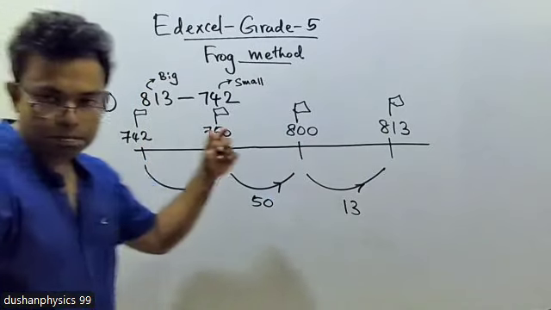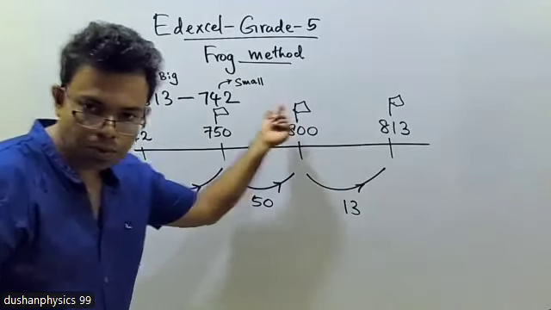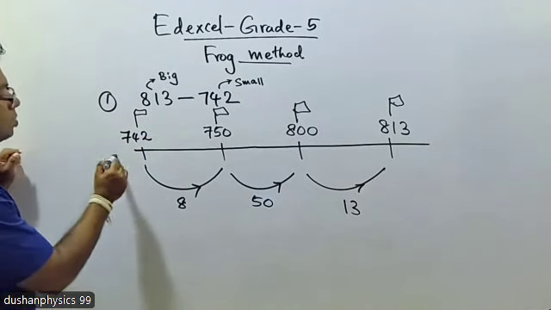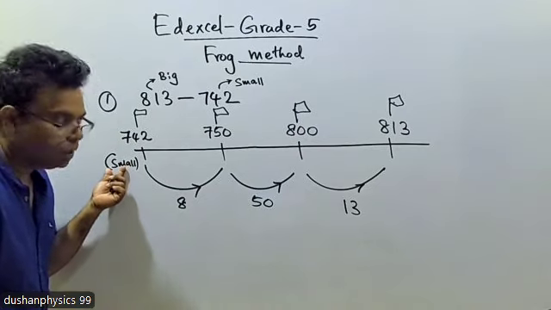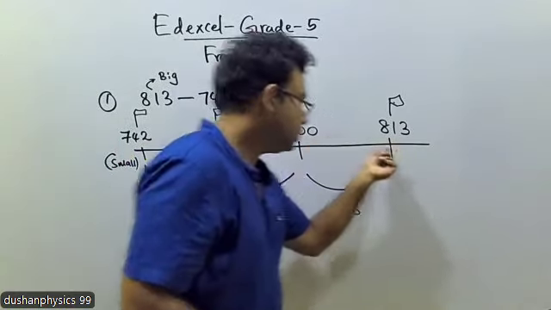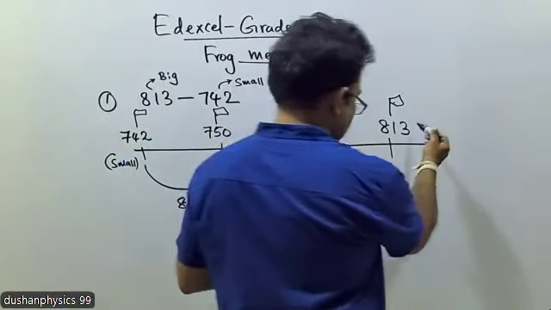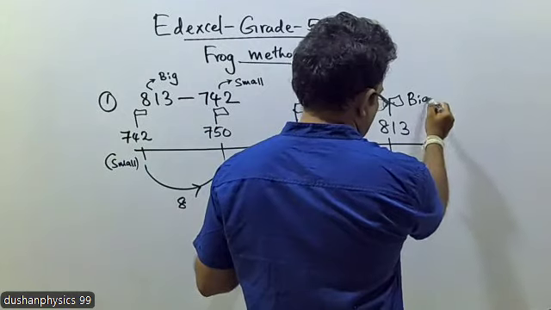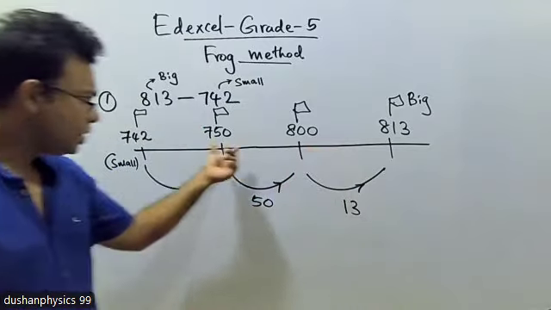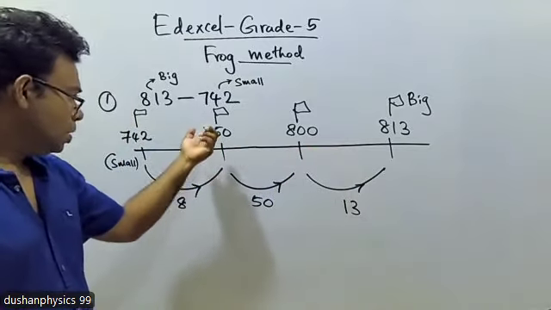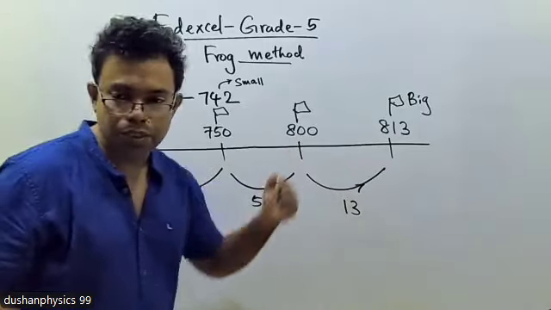So what is the first step? Go to the small number in the number line. I have written the small number over here, on your extreme left hand side. Then on the right hand side, I have written the big value. Then in between, I'm going to write the balance numbers in order to solve the question easily.